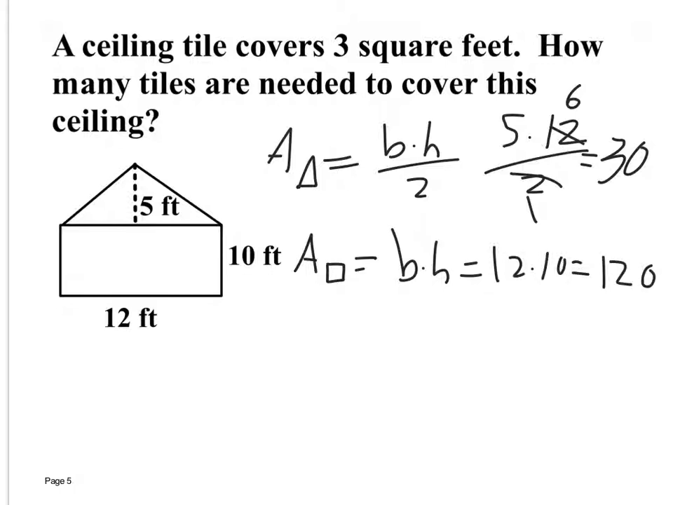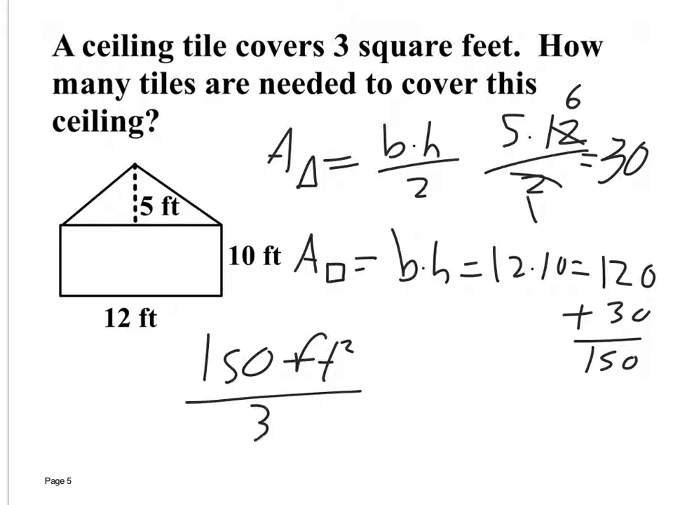So what's my total square feet of this? 150. I add those up. I get 150 square feet. But is that my answer? All right, what I have to do is divide it by the 3 square feet that each ceiling tile covers. 150 divided by 3 is what? 50. So I need 50 tiles.